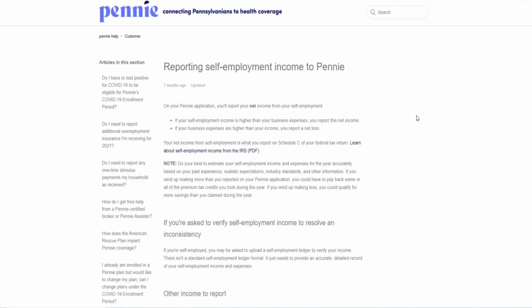I mentioned self-employment, and self-employment is something that is incredibly significant. Pennie is here to help individuals who are not only in the individual market or who don't have access to employer sponsored coverage, but we're here to help small business owners, sole proprietors, small precision manufacturers. And if they are self-employed, they're able to report that income, and they can do it by way of any of the documents that were previously mentioned.